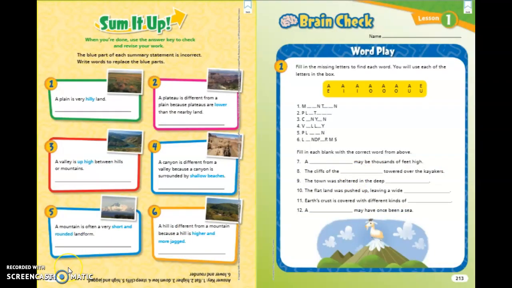Now, if you would like to do the extended learning piece of this lesson, you may complete pages 212, the Sum It Up, and 213, the Brain Check. Remember, this is extended learning, so it's just if you want to. You can complete those 2 pages in your workbook. This is the end of Lesson 1.